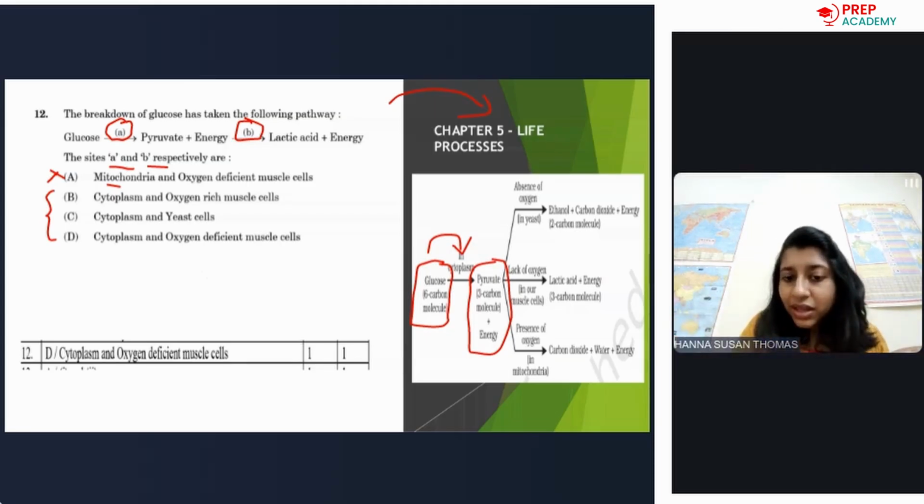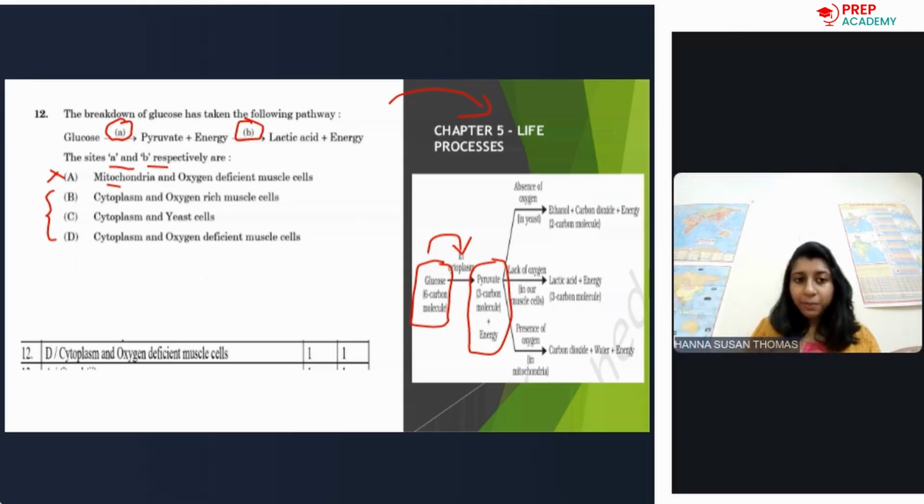So as you can see, glucose inside cytoplasm converts into pyruvate and energy. There is no problem with that. But there is a catch here. This pyruvate can convert into many products with the presence of oxygen, with the absence of oxygen. So there are many criteria, and under these criteria pyruvate can be converted into many products.